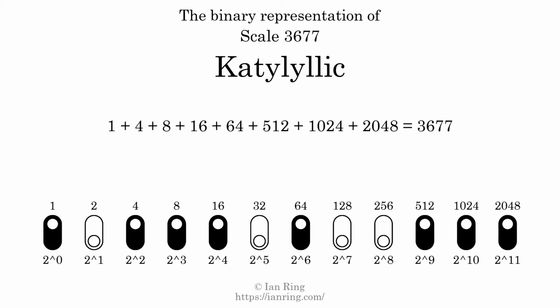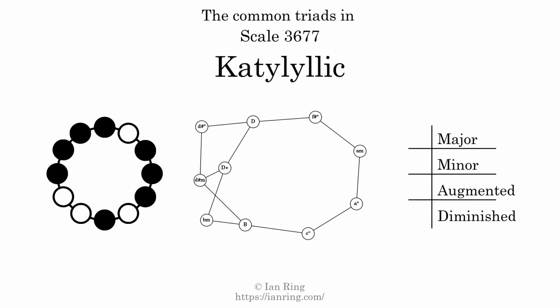The scale number not only enumerates the scale with a unique index, but it also literally describes the tonal content of the scale. Represented as a binary number in base 2, the scale number is 11100101101. Here are the common triads present in this scale.